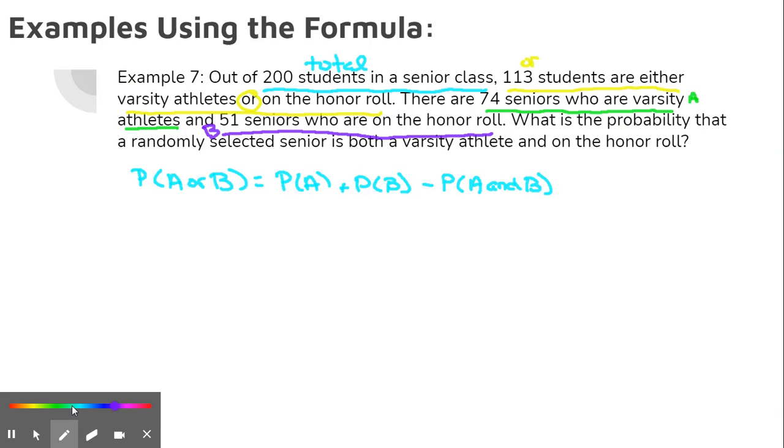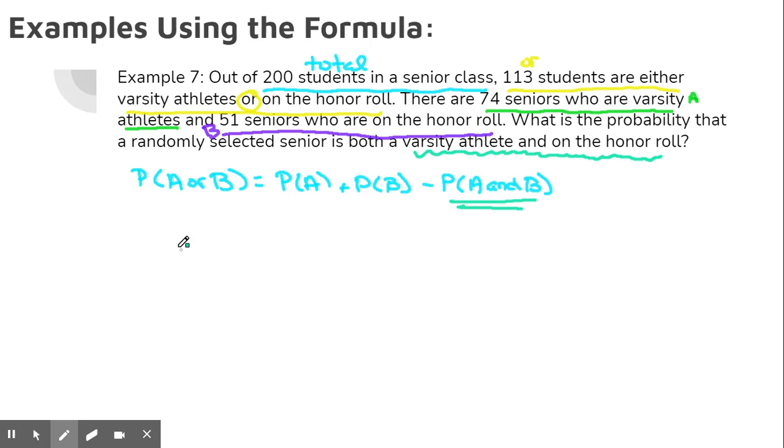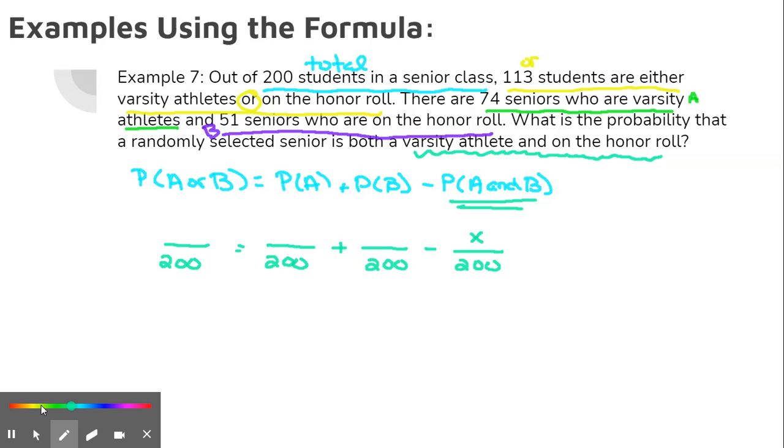And we're looking for varsity athletes and on honor roll, so we're looking for the and. We're looking for this component now. When I fill in everything, it's all out of 200. I know the total. Now you can put this out of 200 if you like, and that's what we don't know. We're going to fill in everything else we do know. So I know the 113, I know 74 senior athletes, I know 51 seniors on honor roll, and I'm looking for the X.